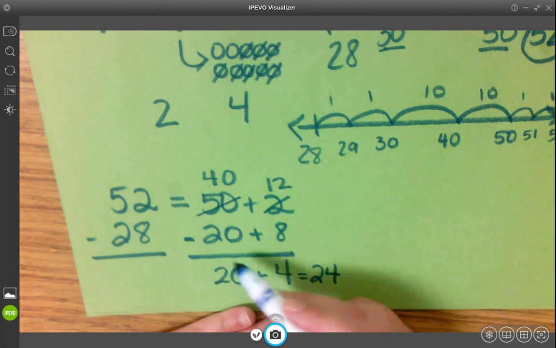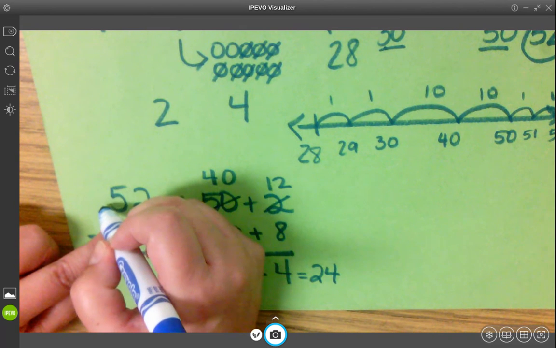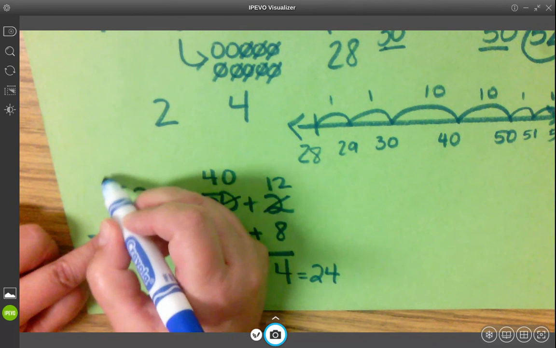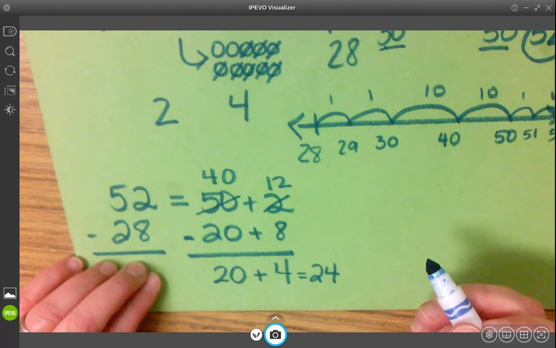Okay. Now, I know some of the parents are kind of like, why are you teaching it that way? Why don't you just teach it with an algorithm? Well, you show how to borrow and make that 5 a 4 and that 2 a 12. I get that. That's coming. That'll come more in 3rd grade.